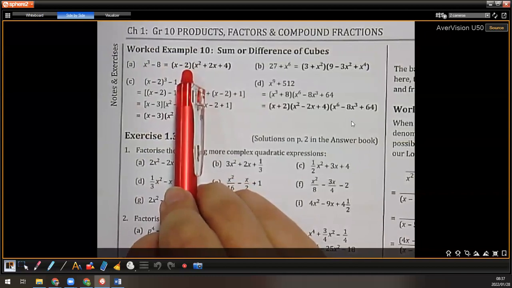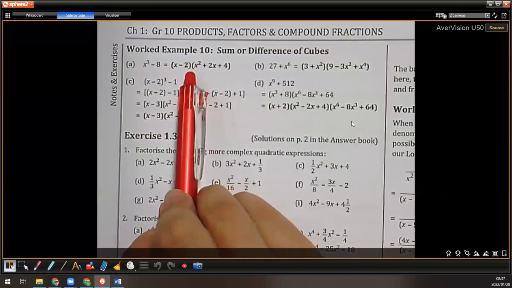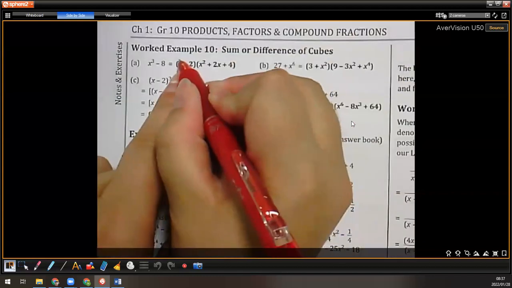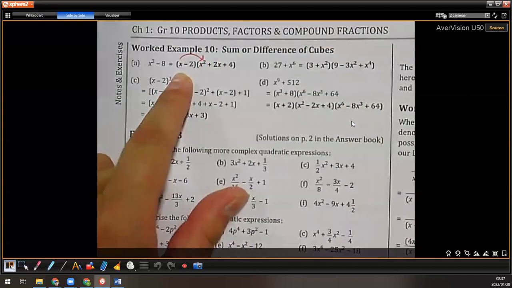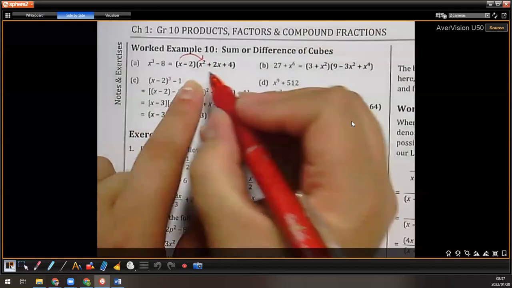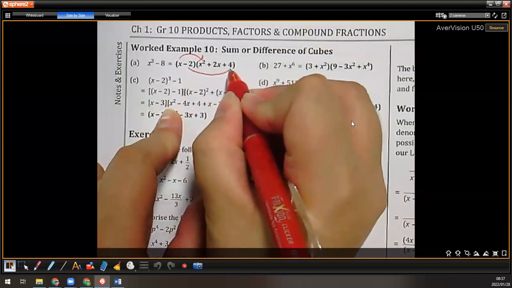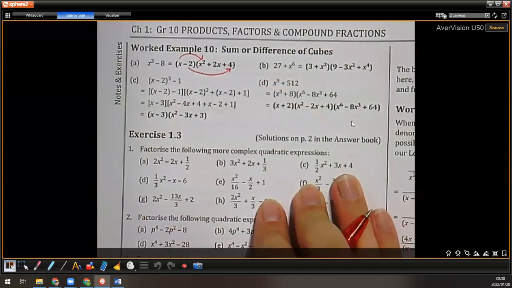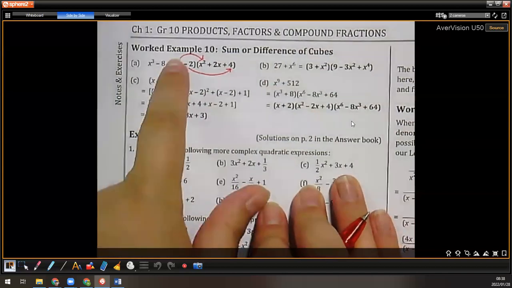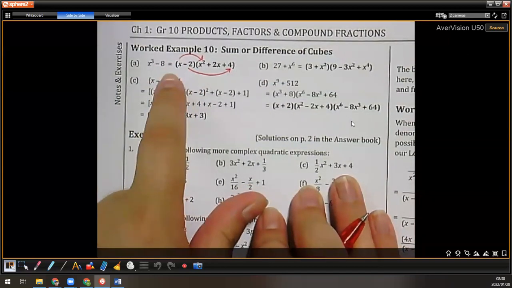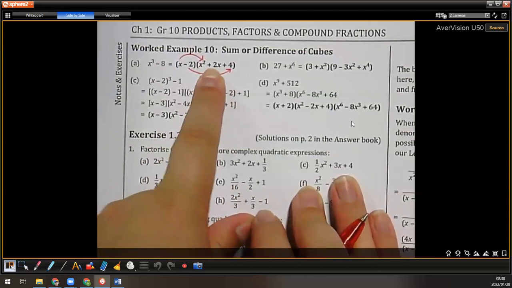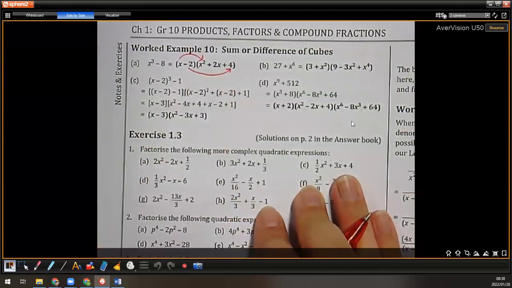Then I always use my binomial to set up the trinomial. So you're going to do the first term squared, which is going to give you the first term there. The last term squared is going to give you that last term. And then for your middle term, you multiply the 2 terms together, which is negative 2x, and you change the sign. Okay, and then you're done. That's factorizing.